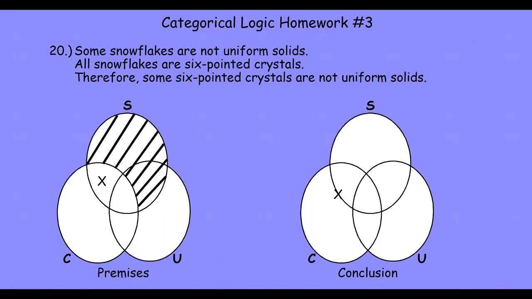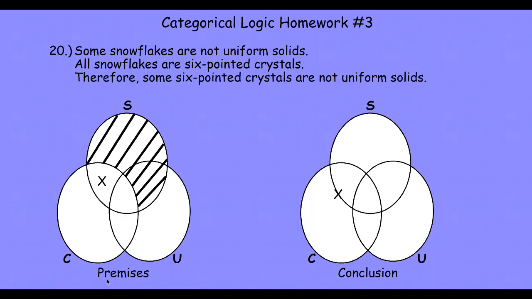Now it says there has to be an X. It is in C, six-pointed crystals. It is not in U, uniform solids. It might be an S. It might be just in C. Either way makes it true. So now we say, okay, in order for my conclusion to be true, I have to have an X somewhere in C outside of U, either here or here, guaranteed if my premises are true.